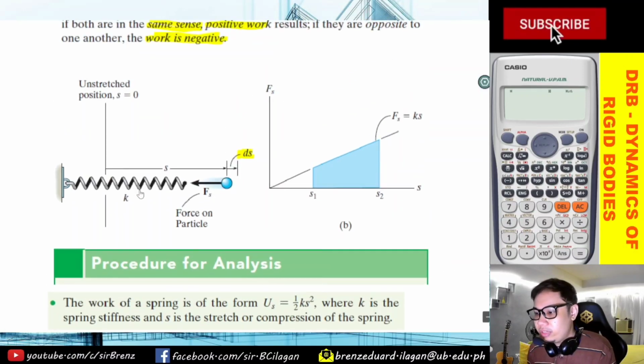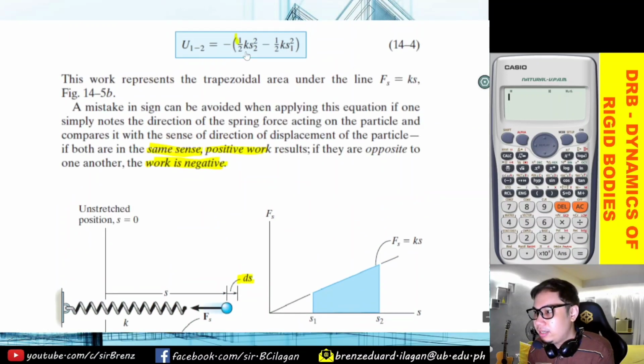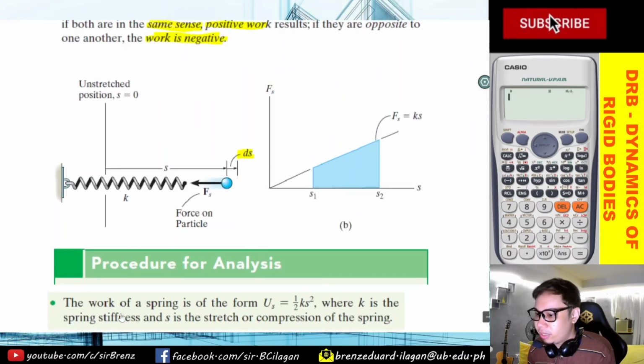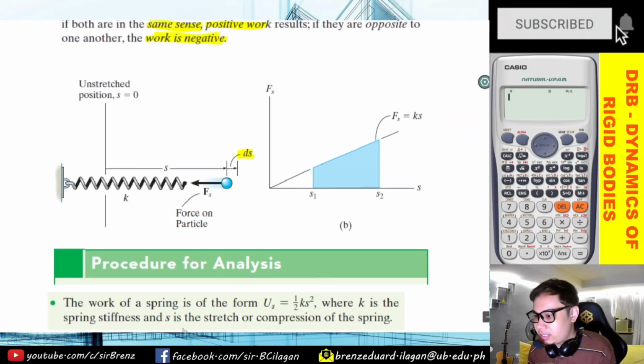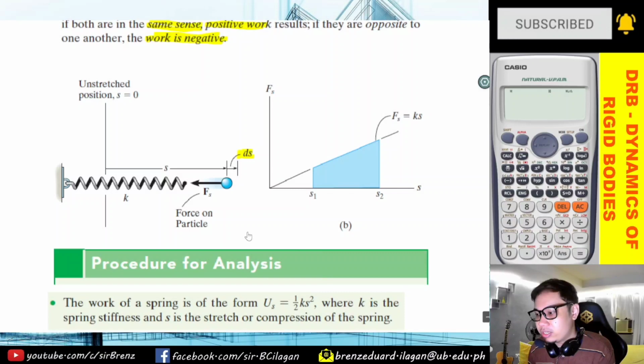So, isinama ko na rin ito. Ito naman is na-discuss na rin sa unang part. So, in the procedure for analysis, the work of a spring is of the form U sub S equals 1/2 ks squared. So ito lang din yun, guys. Ano? So where k again is the spring stiffness or spring constant, and s is the stretch or compression of the spring. So it's either elongation yan or shortening.